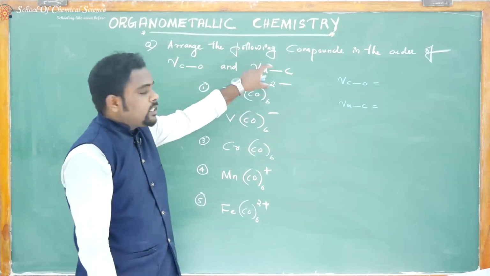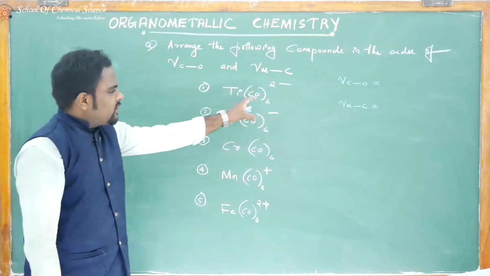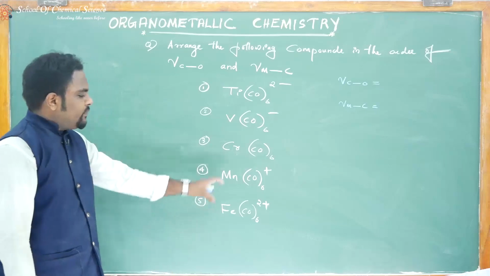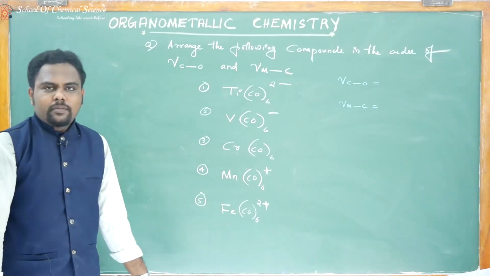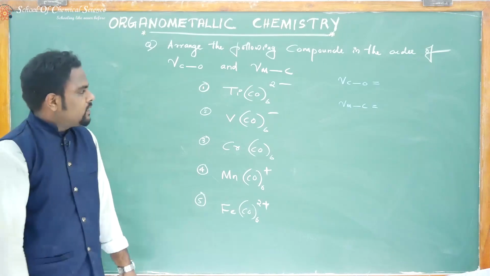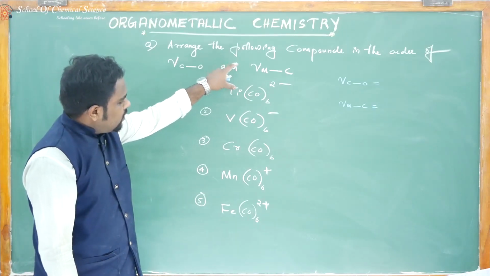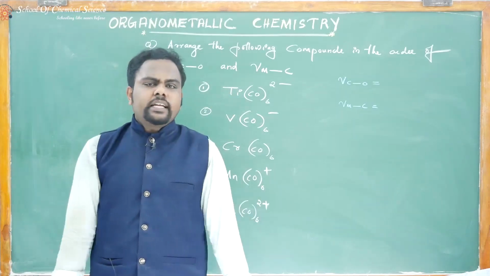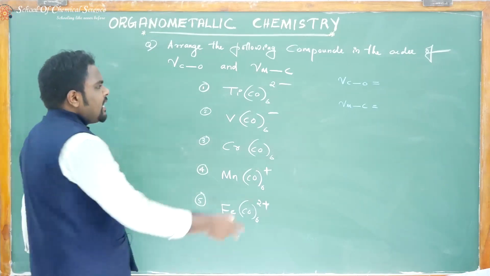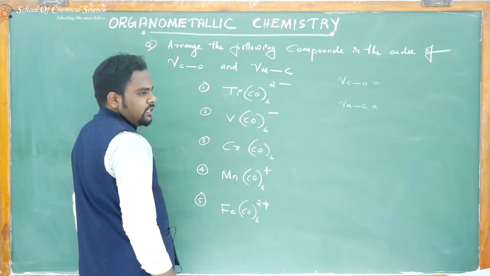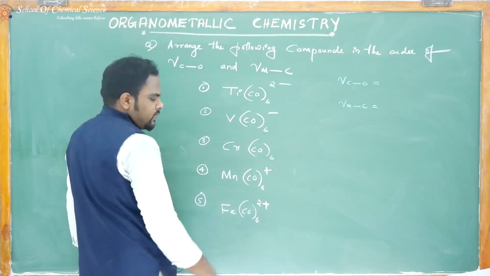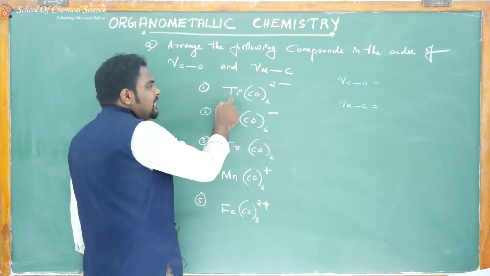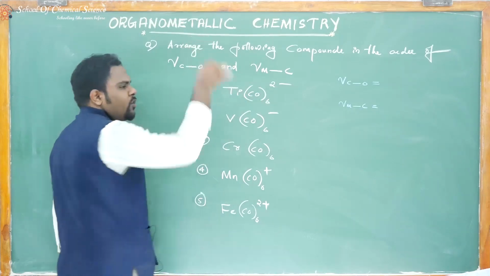Here Ti(CO)6 2 minus, V(CO)6 minus, Cr(CO)6, Mn(CO)6 plus, Fe(CO)6 2 plus, all are hexacarbonyl. Six carbon monoxide ligands are present. All are homoleptic carbonyls, that means only carbon monoxide ligand is present. Here the complex has 2 negative charge, here 1 negative charge, here 2 positive charge. So definitely this metal has high electron density.